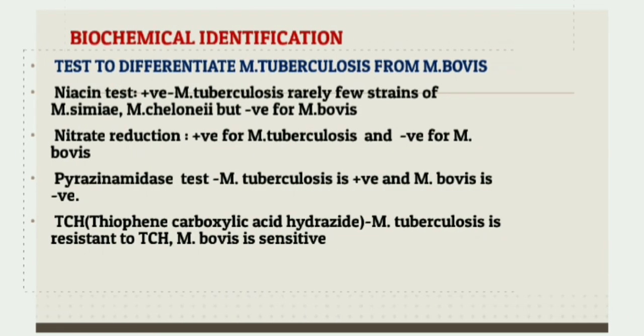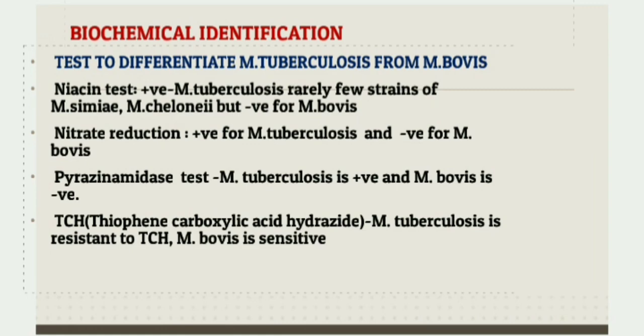Next, let's move on to the chemical identification of this bacteria. Colony smears from culture bottles are stained to demonstrate the acid-fast bacilli. Let's see some of the tests to differentiate Mycobacterium tuberculosis from Mycobacterium bovis. Niacin test, nitrate reduction test, and pyrazinamidase test are positive for Mycobacterium tuberculosis and negative for Mycobacterium bovis. Mycobacterium tuberculosis is resistant to TCH whereas Mycobacterium bovis is sensitive to TCH. TCH stands for thiophene carboxylic acid hydrazide.